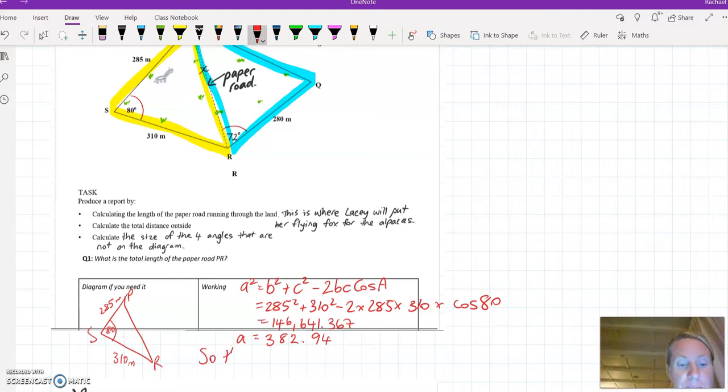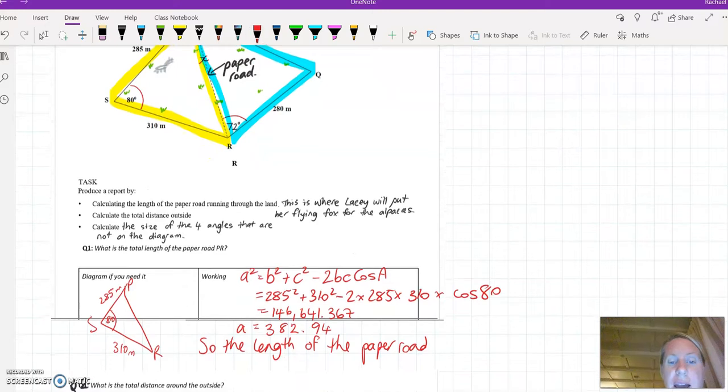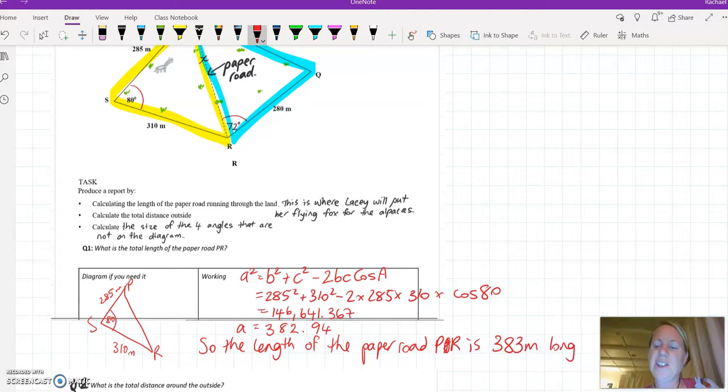So the length of the paper road, and remember that they called it PR in the question, I said that in the original one, is 383 meters long. Notice there that because it's such a large number and it's really close to 383, I may as well just round it up to 383. You could leave it at 382.94, absolutely fine. I'll just put over here though as well that I did round that to 2 decimal places. There. All right, so let's have a look at part 2.